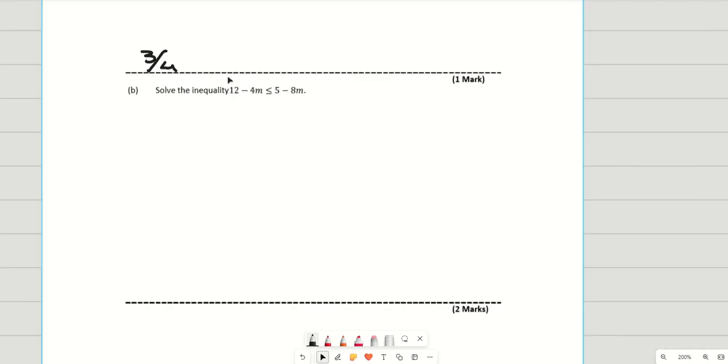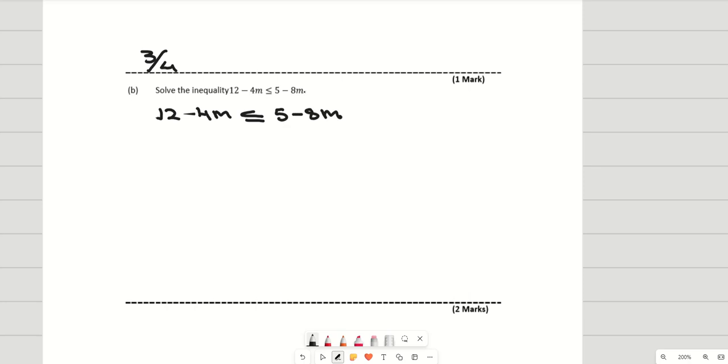They said solve the inequality 12 minus 4m, right? This is less than or equal to 5 minus 8m. When they say solve the inequality, it just means they want to know what the unknown is. What is the only thing we don't know here? The unknown is m, so we're basically solving for m. So you're going to put 12 minus 4m less than or equal to 5 minus 8m.